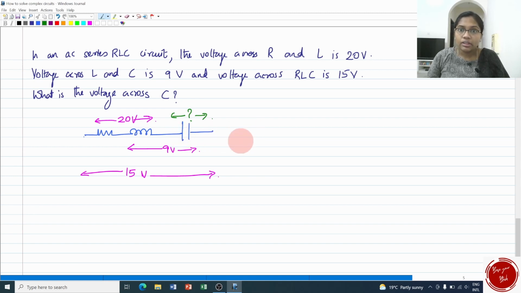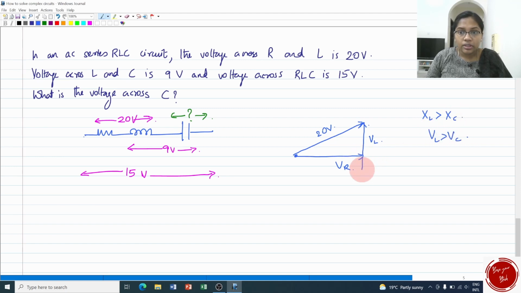Moving again with the phasor diagram. This is VR, and VL is always pointing upwards from VR. Across R and L it is 20 volt, so the vector summation across R and L is 20 volt. Next is L and C, it is 9 volt. Mostly XL is greater than XC, or VL is greater than VC. The VC phasor is drawn pointing downwards. So the difference VL minus VC, subtracting VC from VL, will point upwards. The net voltage across L and C is about 9 volt.